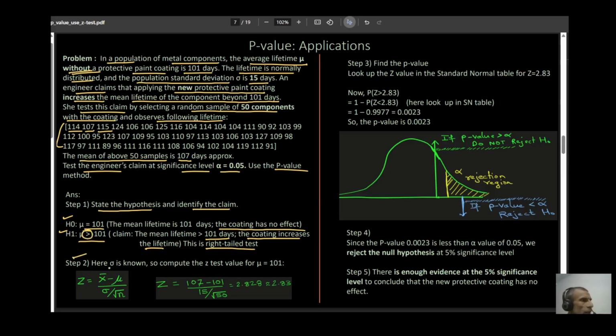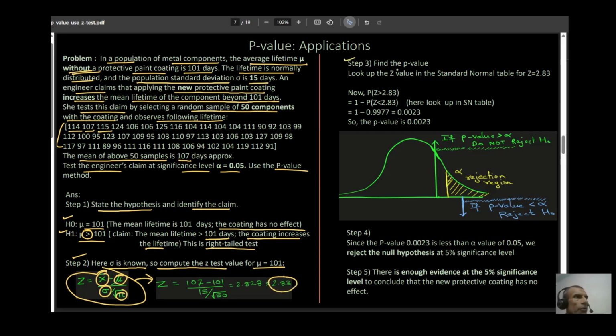Step 2, now I know my population standard deviation. So compute the z-test value for your mu. This is the formula I'm using. Okay, this is the formula to actually find your z value. So I know my sample mean, I know my population mean, I know my population standard deviation, and I know my sample size. Substitute your values in there, and the answer comes out to be 2.83. So this is my z value.